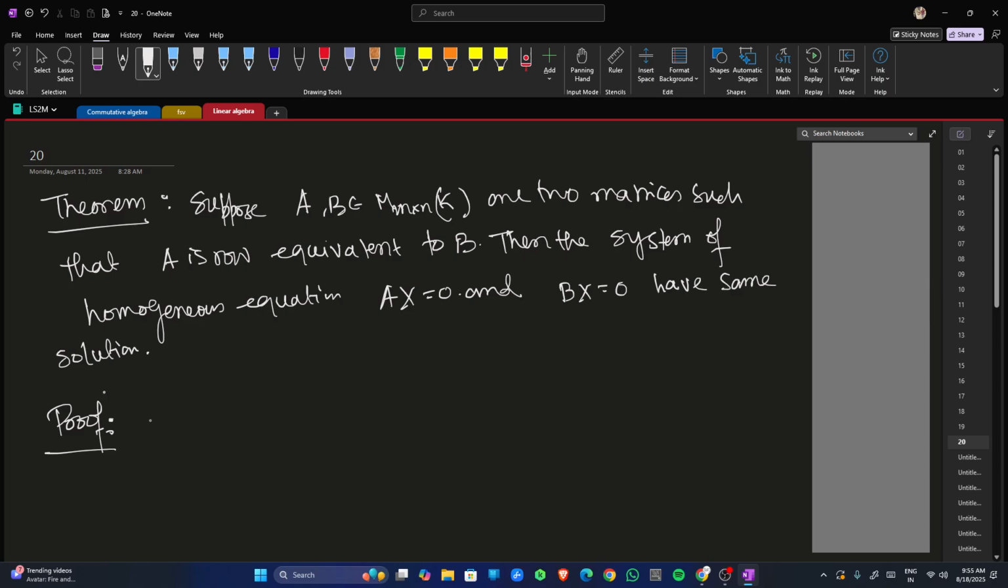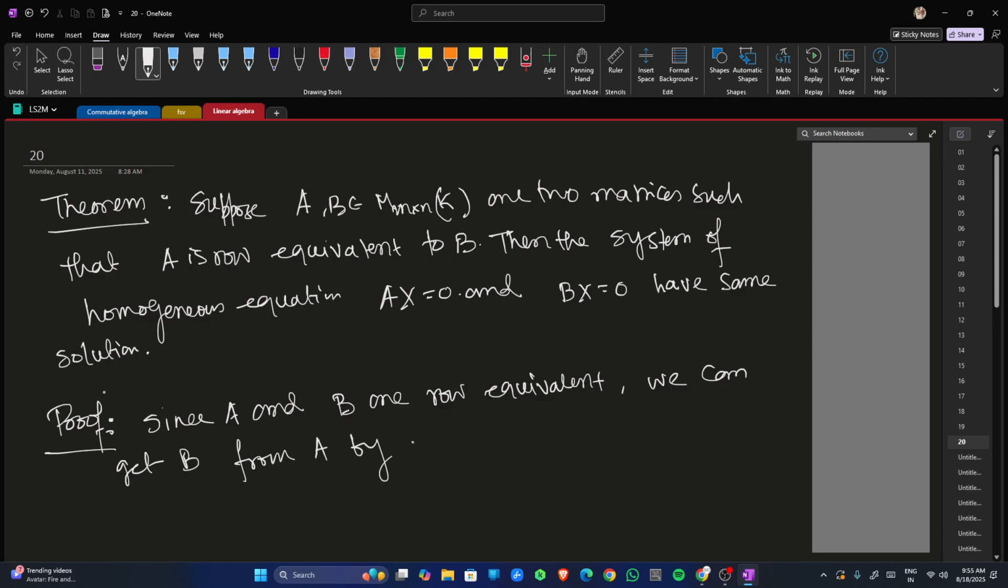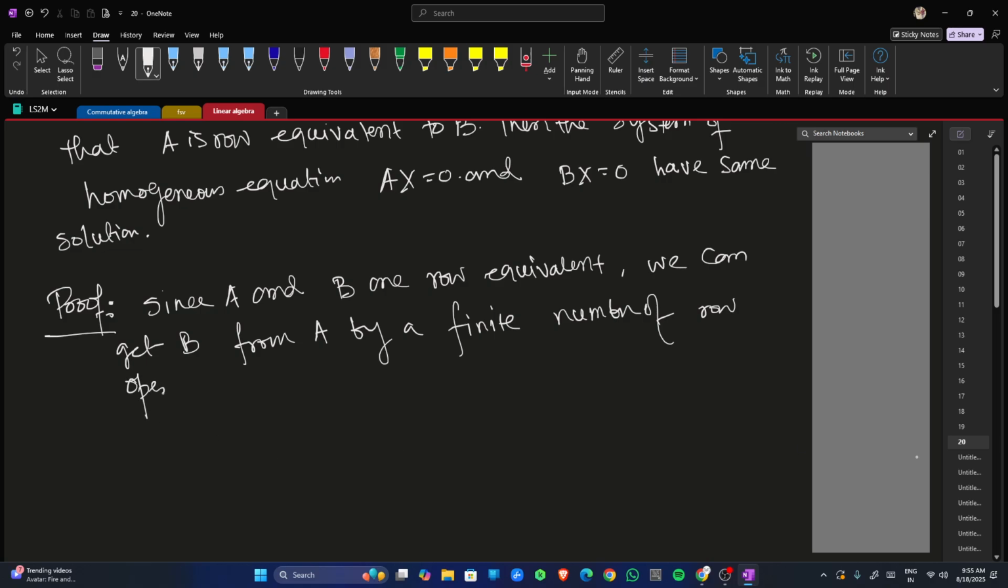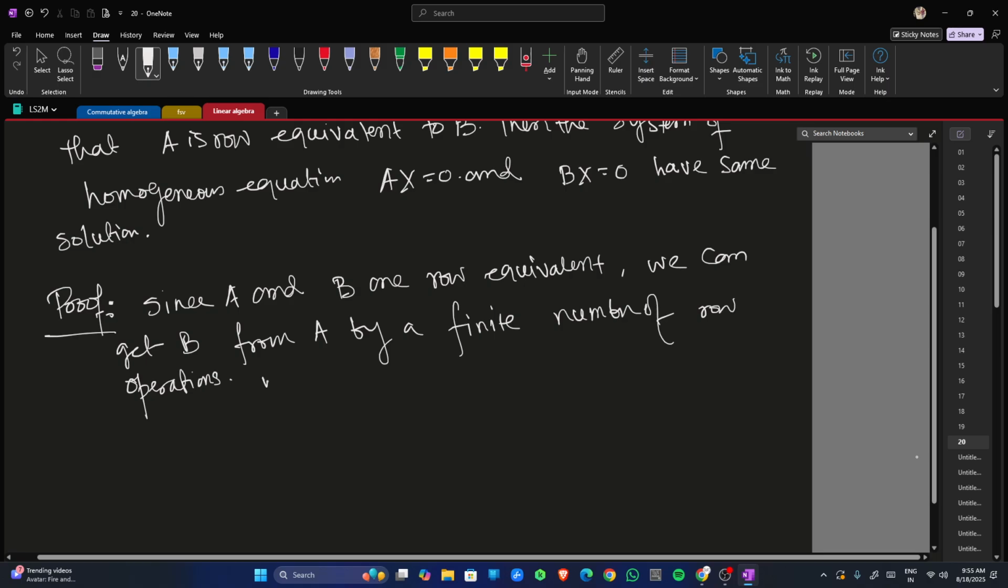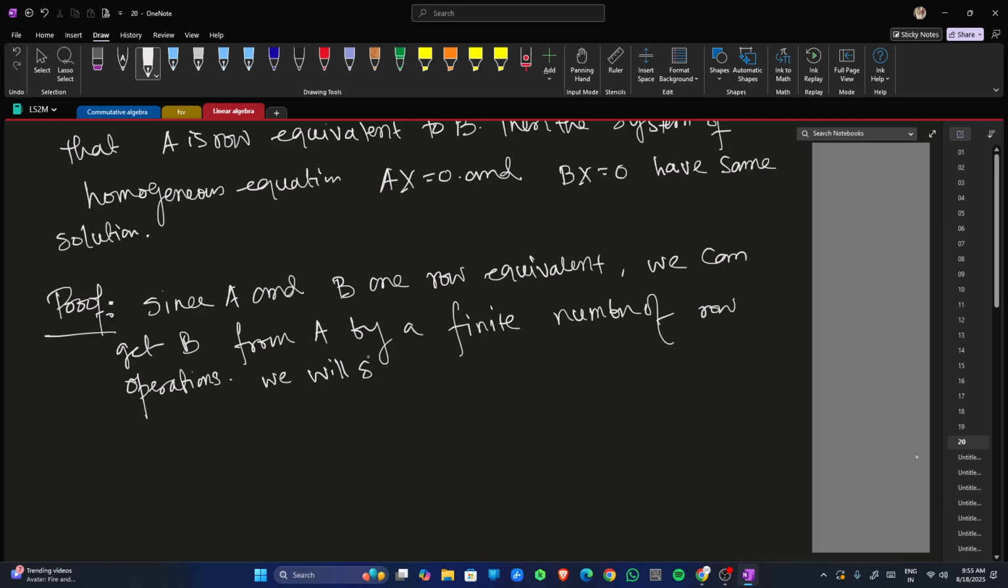Okay, since A and B are row equivalent, we can get B from A by a finite number of row operations. Finite number of row operations.